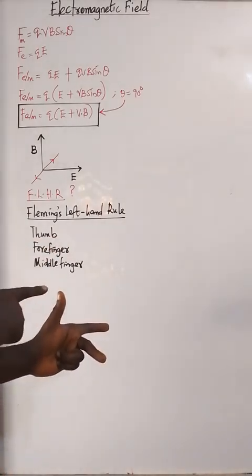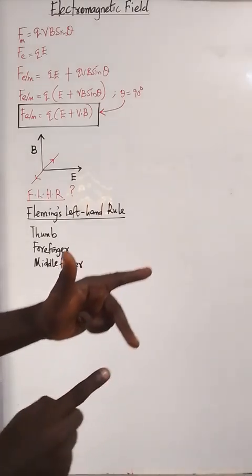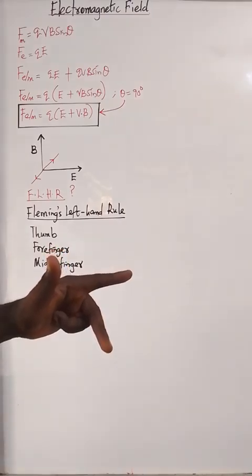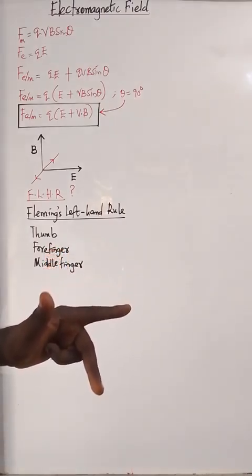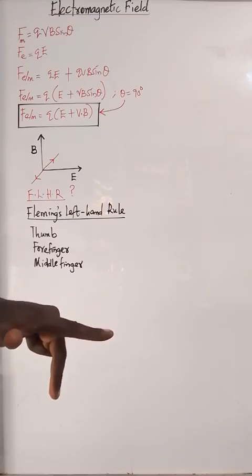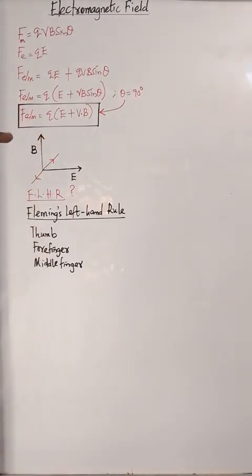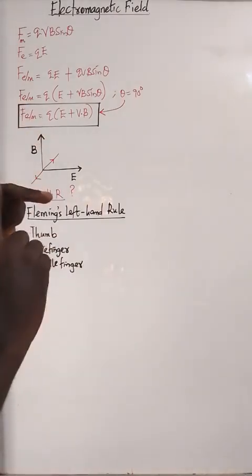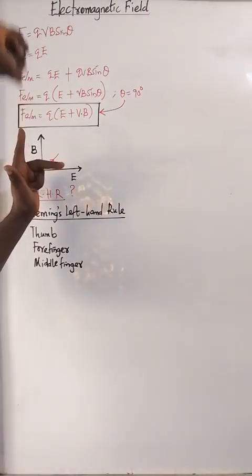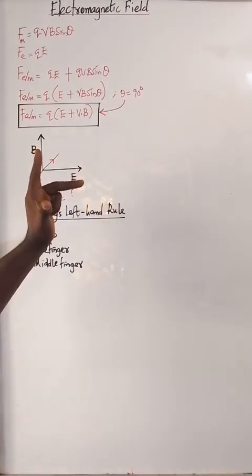It states that if the thumb, the forefinger, and the middle finger are held mutually perpendicular to each other, with the forefinger pointing towards the direction of field, meaning direction of magnetic field, which in this case will point up, and the middle finger pointing towards the direction of current or the direction of electric field, as you can see, this is magnetic field, this is electric field, then the thumb points towards the direction of motion.